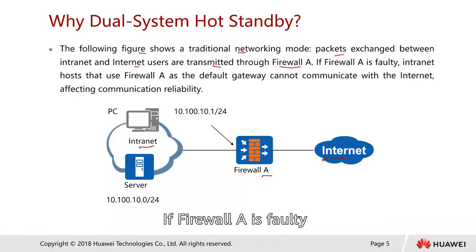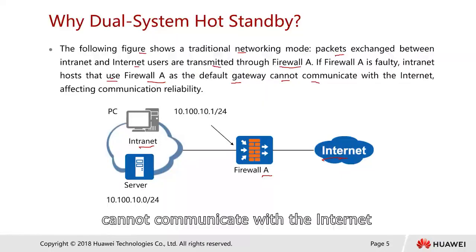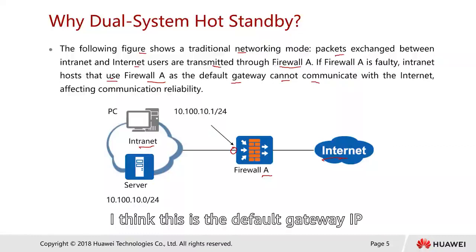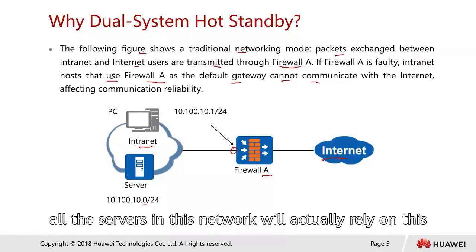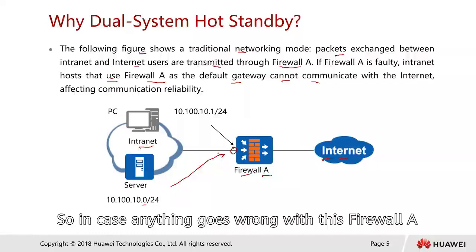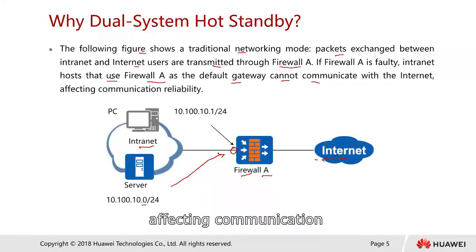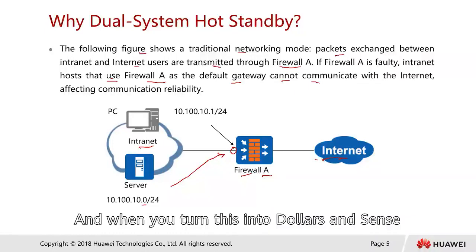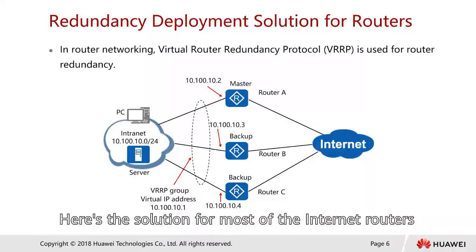This is firewall A. If firewall A is faulty, the intranet hosts that use firewall A as the default gateway cannot communicate with the internet. I think this is the default gateway IP, and all the PCs and all the servers in this network rely on this single IP address as the default gateway to go to the internet. So in case anything goes wrong with firewall A, the whole internet is not accessible, therefore affecting communication. And when you turn this into dollars and cents, it means a loss of profit for any company. Here is the solution for most routers.